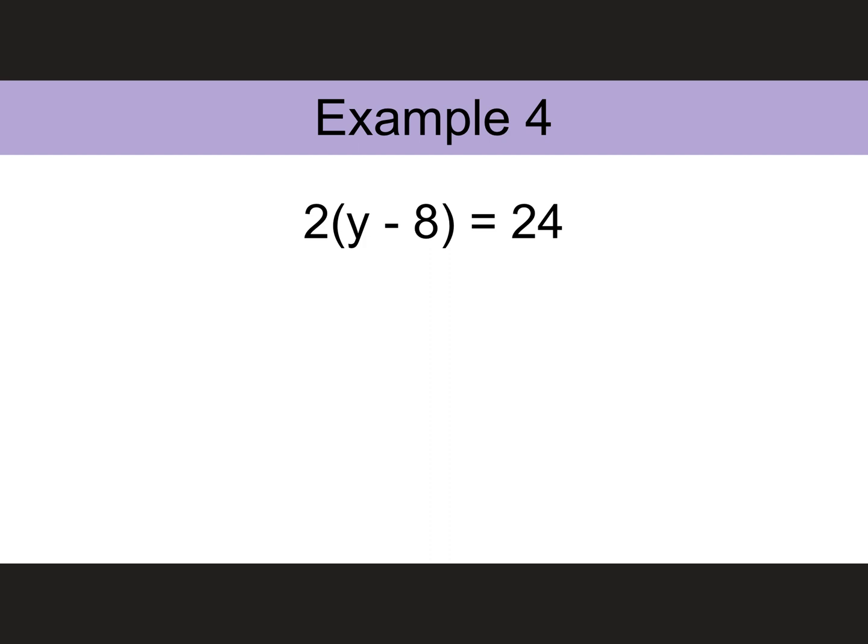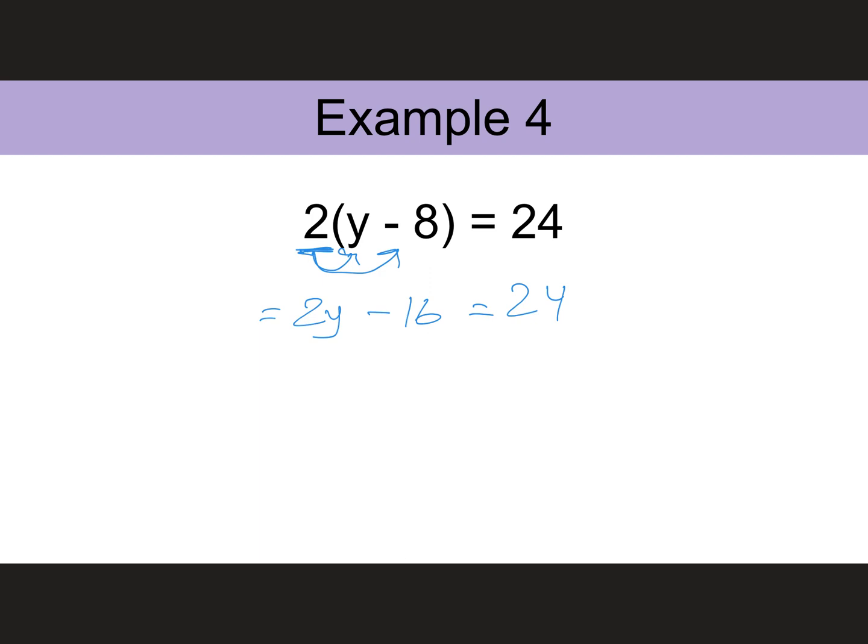All right, last example. This is actually not a 2-step equation. This is, I think, a 3-step equation. It's got a couple more steps to it, but you'll see that they all kind of work the same. So the first thing I'm going to do here is do my distributive property. 2 times y is 2y, and 2 times a negative 8 is negative 16, and that's equal to 24.